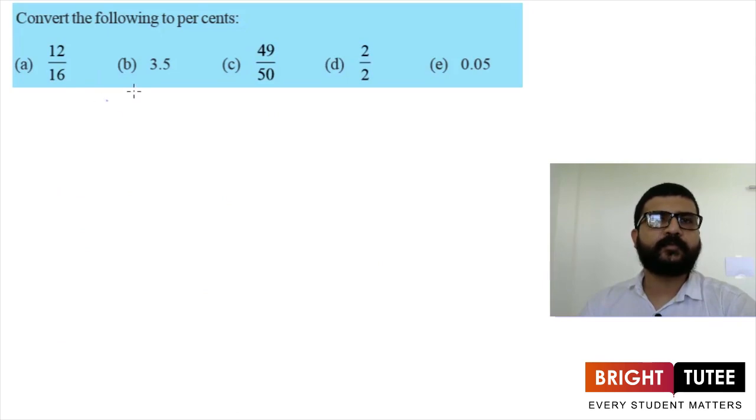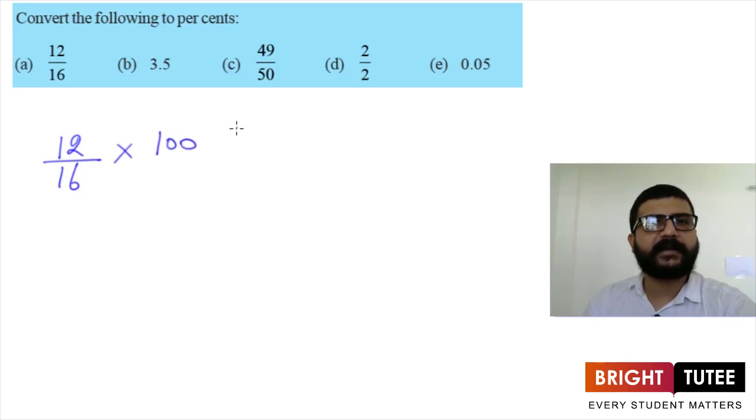Now let's see a few more questions on this conversion. Here we have to convert the following to percents. The first one is 12 upon 16. We have to convert this into a percent. For that, we can simply multiply this with 100 and put the percentage sign here. So now this becomes 12 upon 16 into 100%.